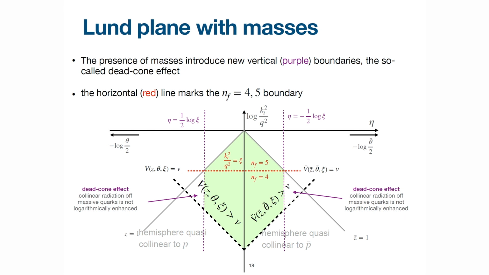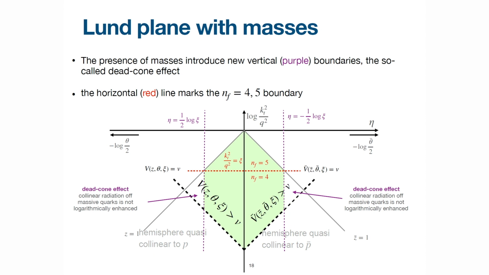And the same when you have emission collinear to the B. There is also a new horizontal scale that appears, which is the scale where the transverse momentum of the emission equals the mass of the quark. This is important, because alpha S is evaluated at the transverse momentum of the emission, and so when you cross this value, you go from, say, 4 flavor to 5 flavor.